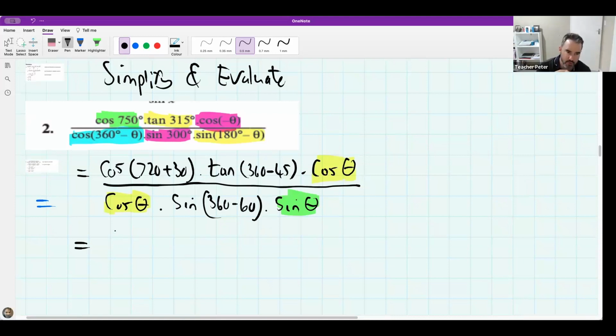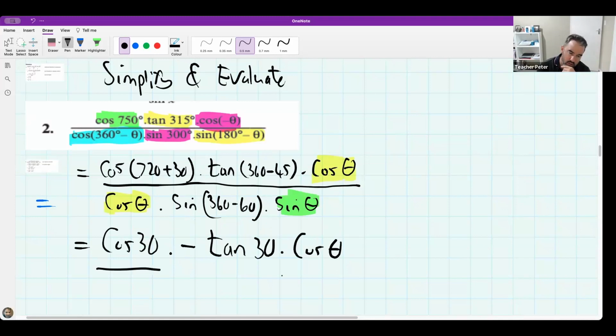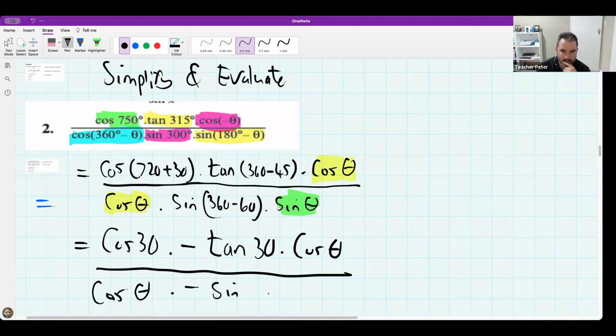So the first one has to be cos theta, because I'm in that quadrant. Quadrant 1, 360 minus 45. That is going to be in quadrant number 4, which means it must be negative tan theta. The cos of theta can stay where it is. The other cos of theta can stay where it is. This is going to become minus sine 60, and the sine of theta can stay where it is.